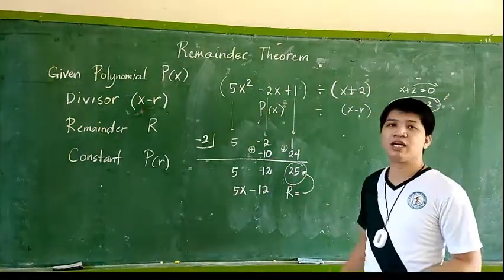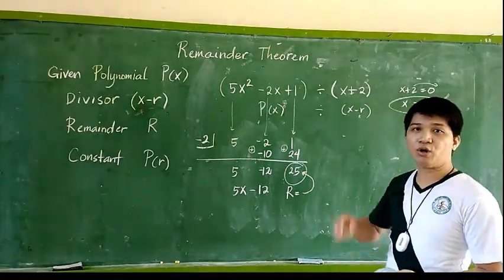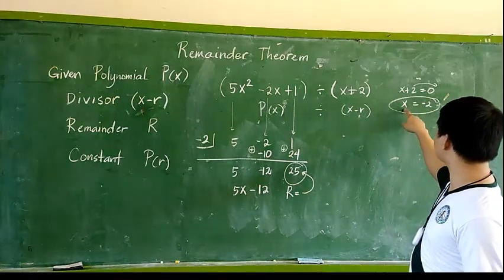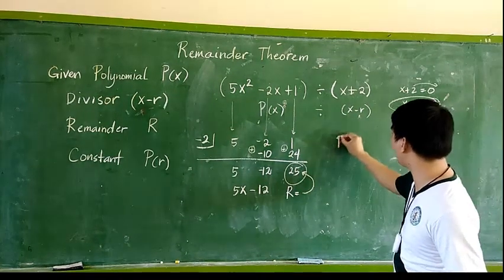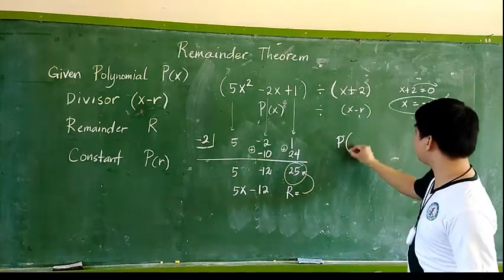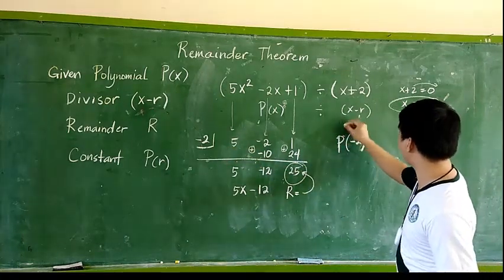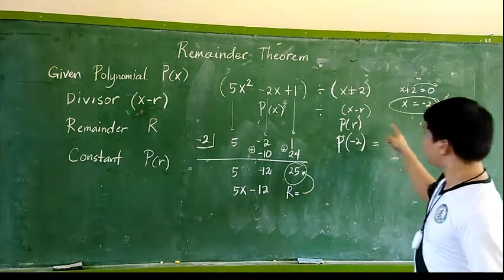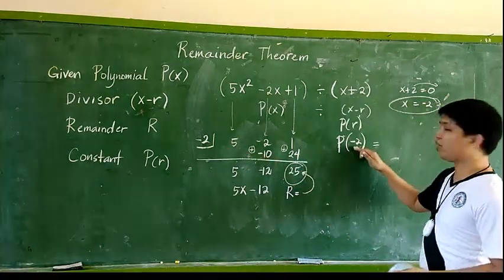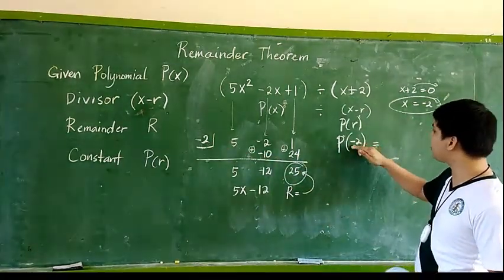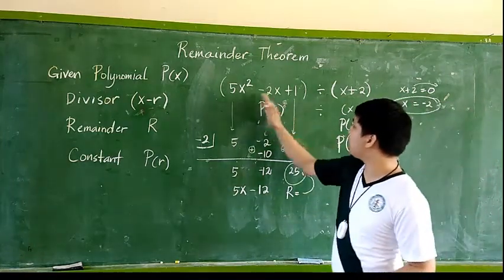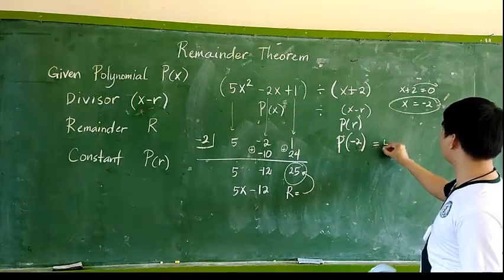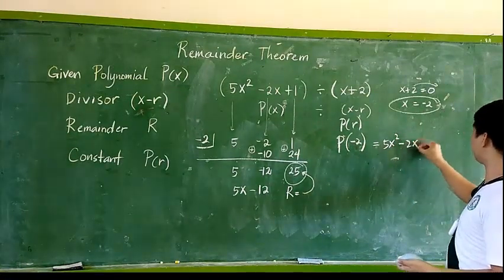How about if we use the substitution method, or the p of r? What is the value of r here? That is negative 2. So this will become p of negative 2. That's our p of r, with negative 2 as our value of r. We just simply substitute negative 2 for all the values of x in p of negative 2. So this will become 5x squared minus 2x plus 1.